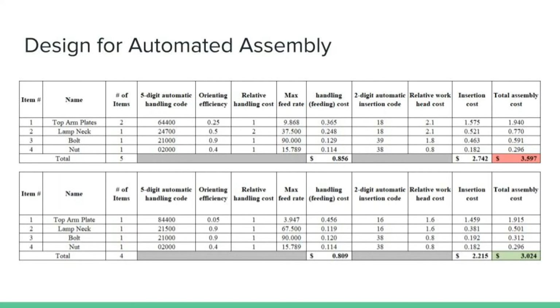lot of cost in combining the top plate, so we don't have to double the handling costs and insertion costs of having 2 plates. In the end, both the handling or feeding cost and the insertion costs decreased, which means the total subassembly cost decreased by about 57 cents or 16%.